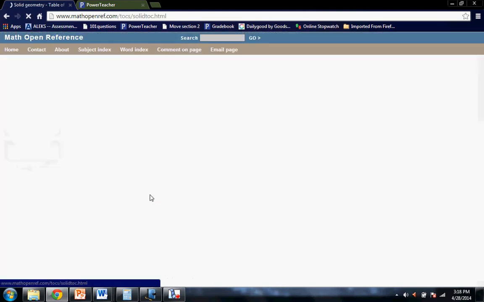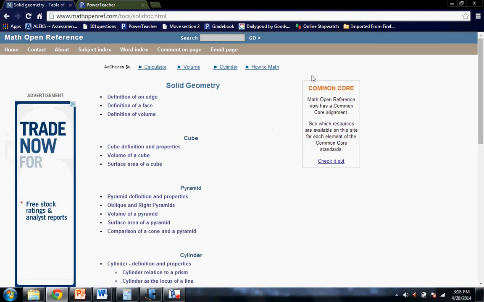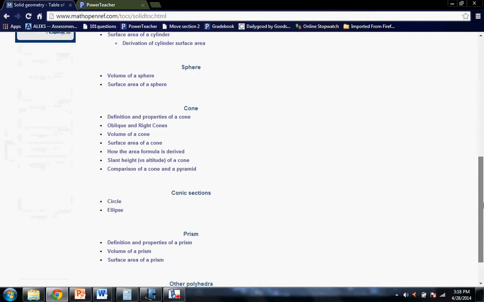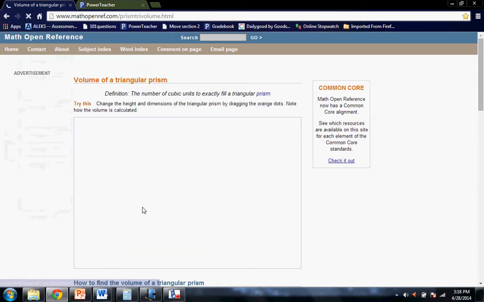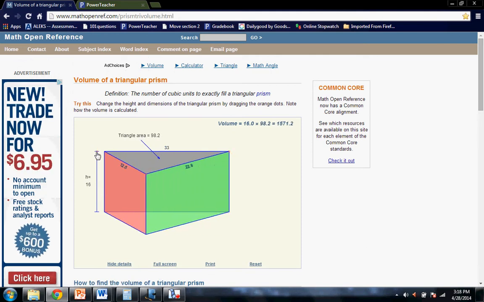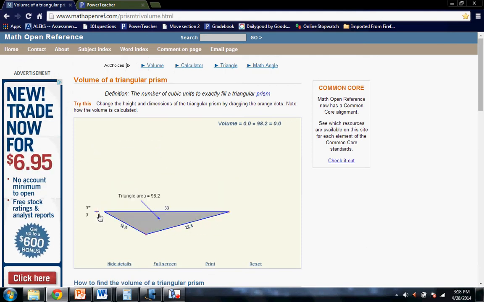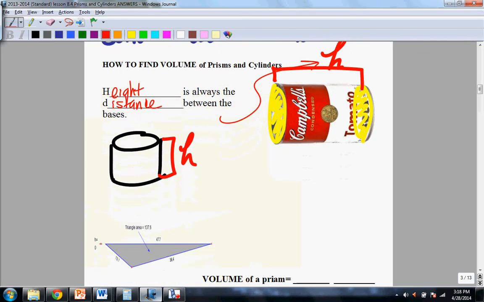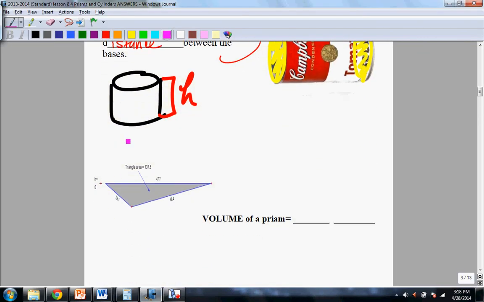Now, volume of a prism, real simple. Volume of a prism, you start with the area of the base. So in this, we would start with the area of the base, however that is defined. Okay, that would be the area of the base.